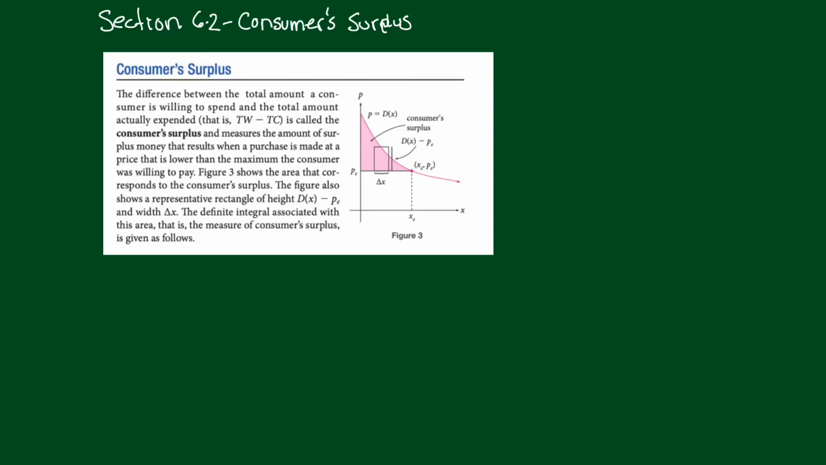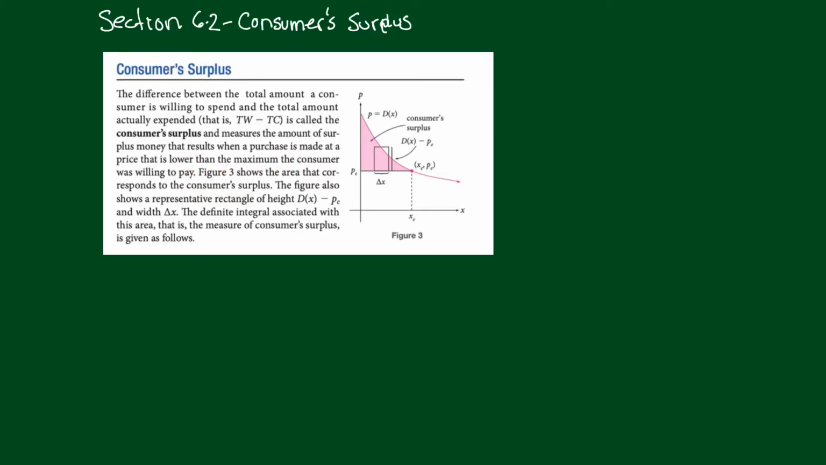Let's take a look at exactly what we mean by consumer surplus. So I'll read this over and we'll look at the picture as we go. The difference between the total amount a consumer is willing to spend and the total amount that he actually does spend, that's called the surplus. We can write it like this: the total amount that you're willing to spend minus the total amount that you actually do expend, that's called the consumer surplus, and it measures the amount of surplus money that results when a purchase is made at a price lower than the maximum the consumer is willing to pay.